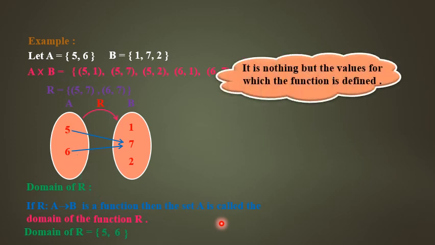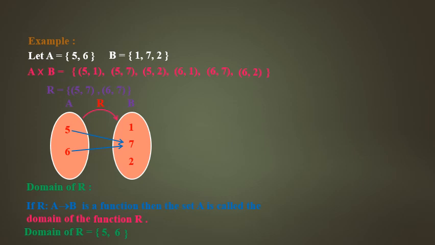It is nothing but the values for which the function is defined. Remember what exactly the domain is: for what values of x the function can be defined. Next one, what is the codomain? The codomain of R is nothing but the set B in this relation. The whole set B is called the codomain. Here the codomain is 1, 7, 2.